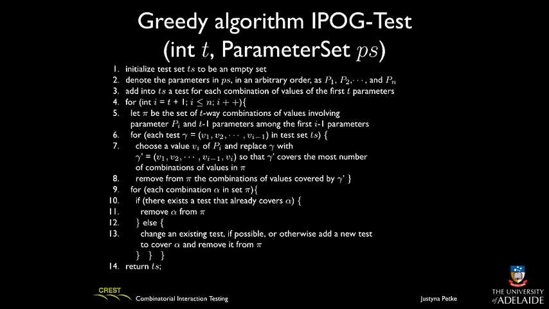I'll go back briefly. And that's the entire algorithm. And now it looks, at first sight, very complicated, but it's actually not that bad. It's really not that bad. What it does is, again, it starts with an empty set. Then you have the parameters in some order. Then you add all, for example, 2-way combinations of the first two parameters, and then you start adding more columns.